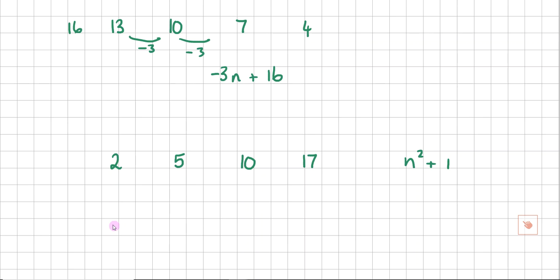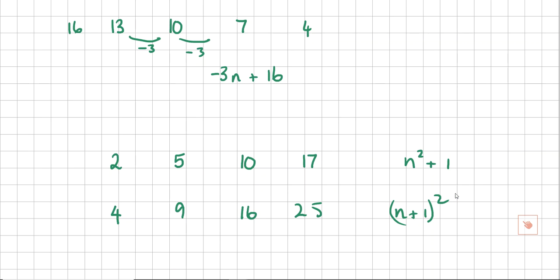But what about this one? N squared? No, I... Oh, I have it. You have it? Yes. N plus 1 all squared. Yeah. That's not what I was going to say, but.